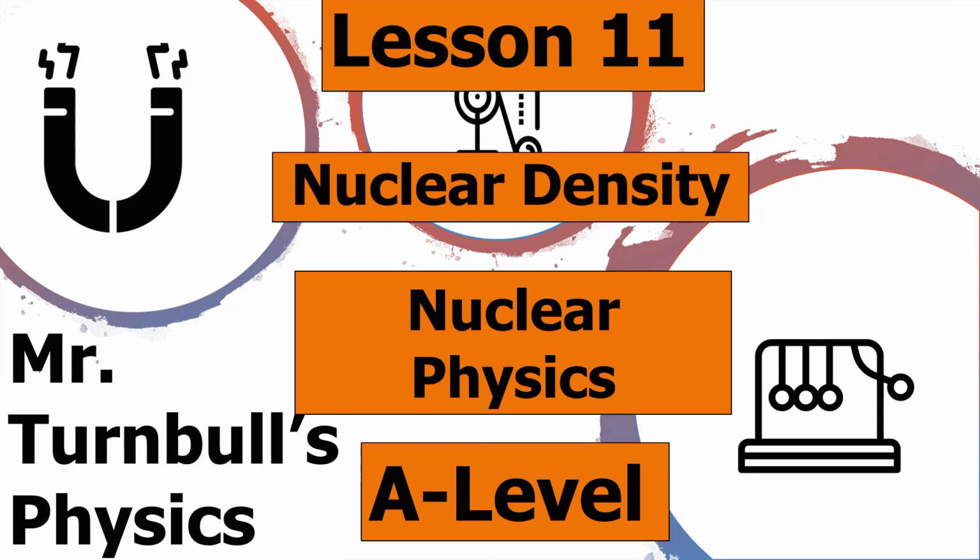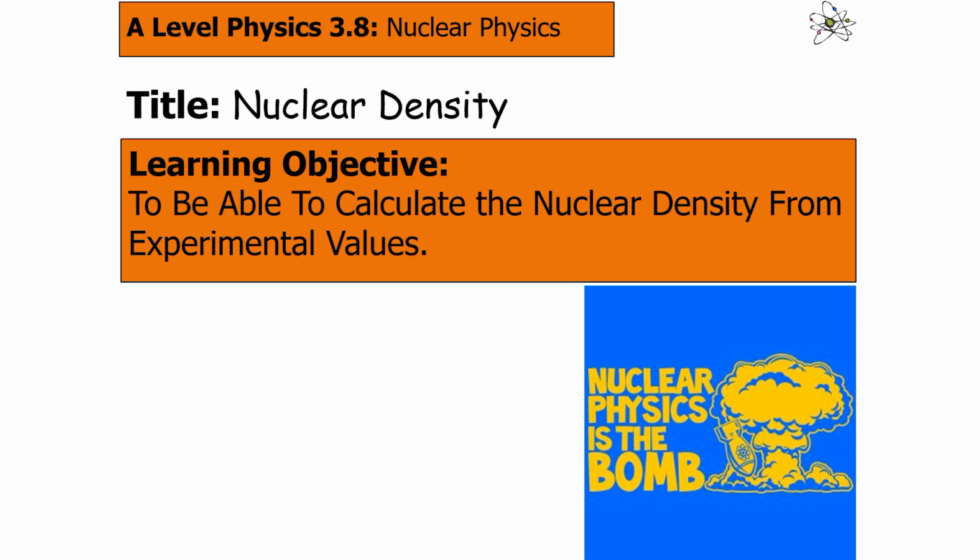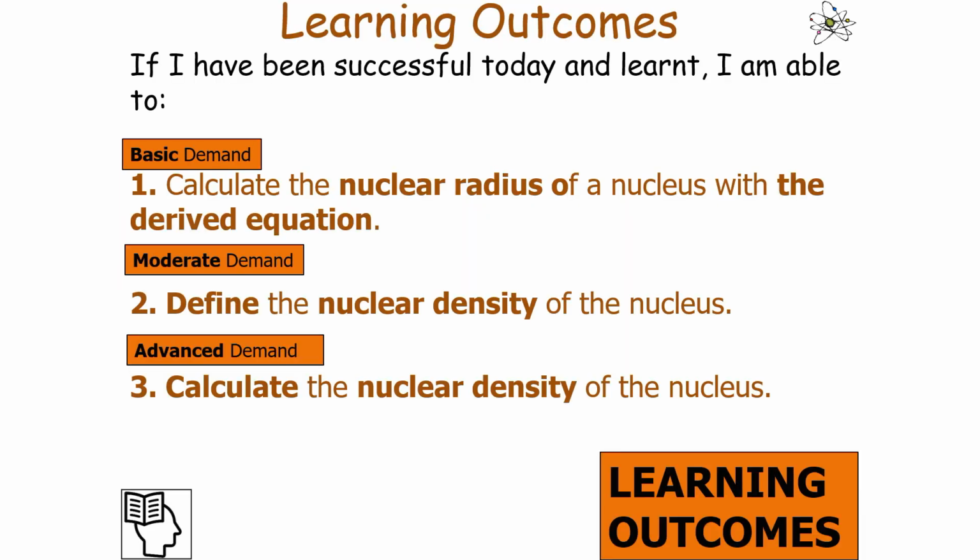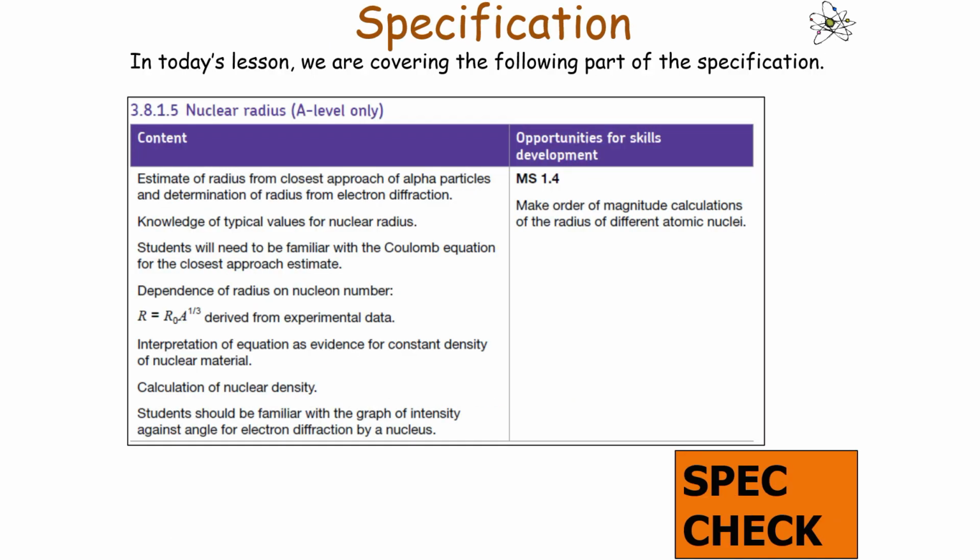Hello and welcome to this lesson on nuclear density, which is part of the nuclear physics topic in AQA A-level physics. So in today's lesson we're going to look at how to calculate the nuclear density from experimental values. So if we've been successful and learnt in today's lesson, we'll be able to calculate the nuclear radius of a nucleus with a derived equation, define the nuclear density of the nucleus, and finally calculate the nuclear density of the nucleus, which links into the following part of the AQA A-level physics specification 3.8.1.5, the nuclear radius.